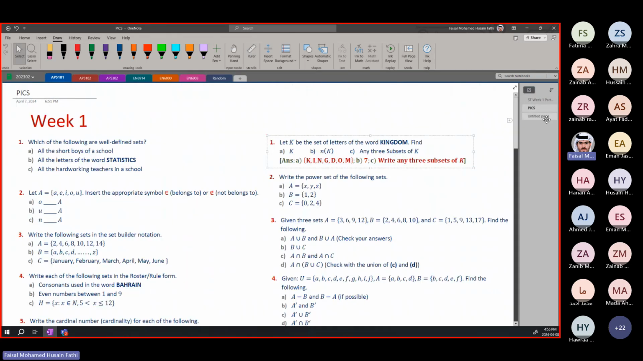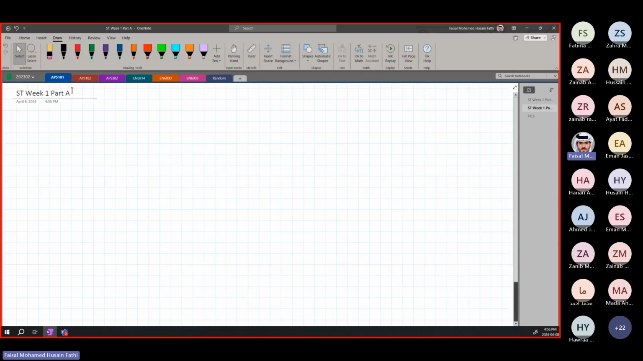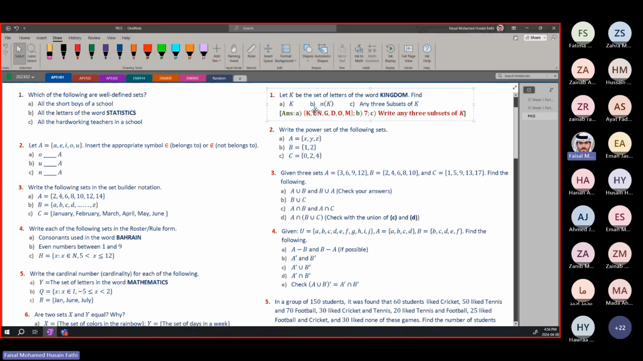Let's see here. Then I'm going to just do a separate document for the second worksheet so it can be a bit easier to follow.